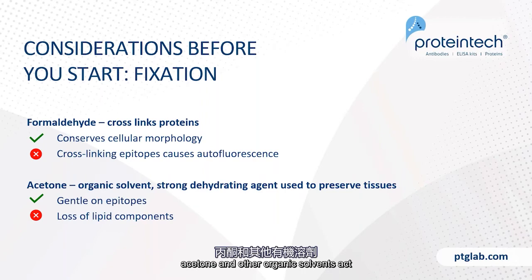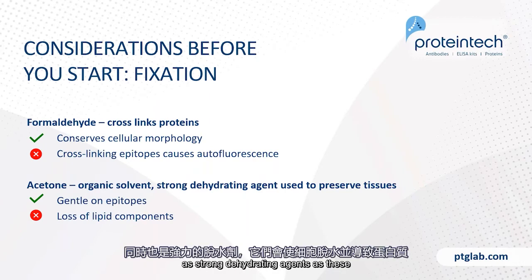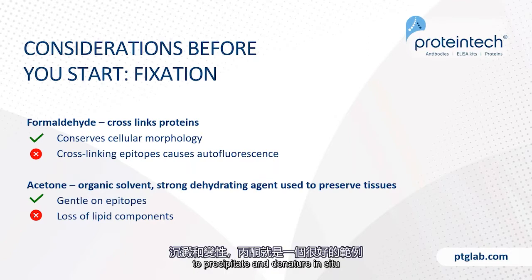Acetone and other organic solvents act as fixatives as strong dehydrating agents, as these dehydrate cells and cause proteins to precipitate and denature in situ. Acetone is one of these and is good as it can be used as an alternative to formaldehyde, as it is often gentle on epitopes. However, it can cause a loss of lipid components due to the nature of the fixation.